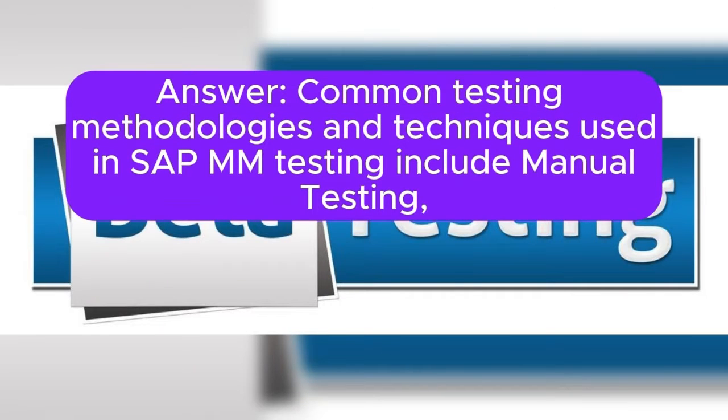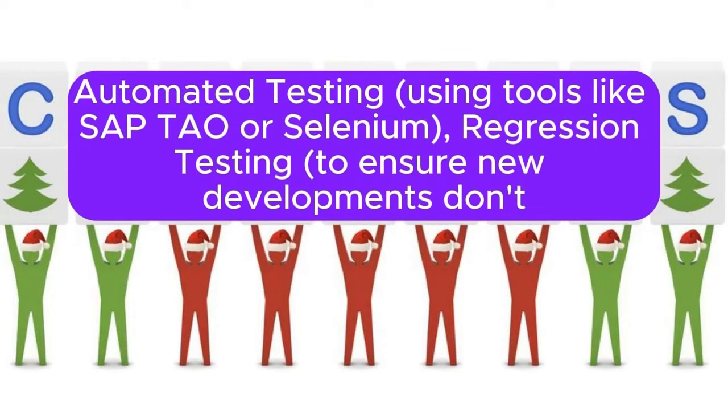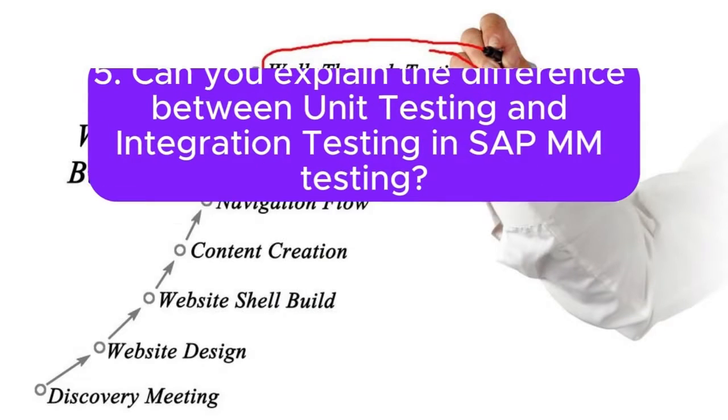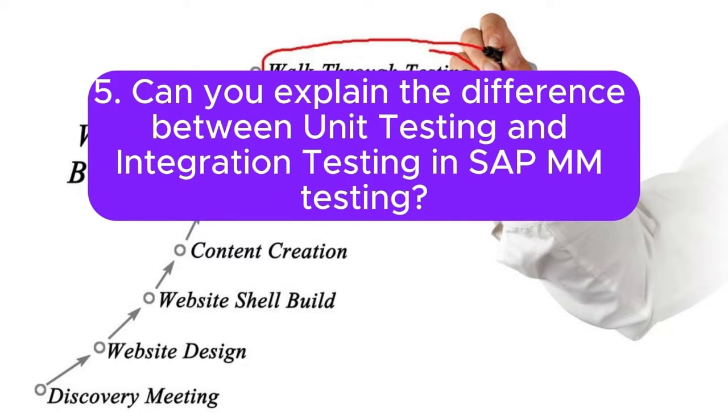4. What types of testing methodologies and techniques are used in SAP MM testing? Answer: Common testing methodologies and techniques used in SAP MM testing include manual testing, automated testing using tools like SAP TAO or Selenium, regression testing to ensure new developments don't impact existing functionalities, and performance testing to validate system performance under load.